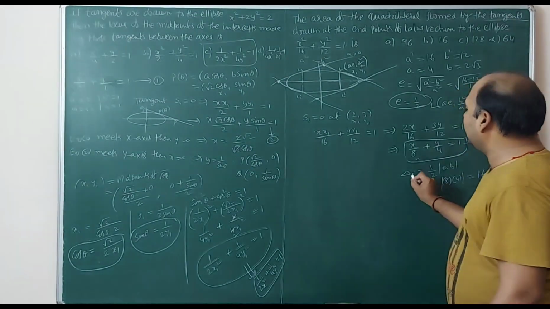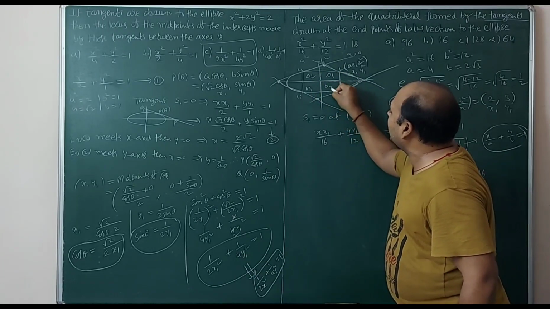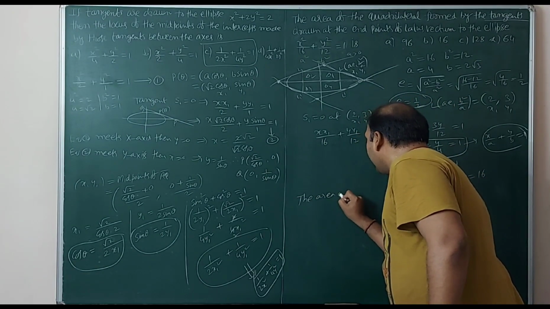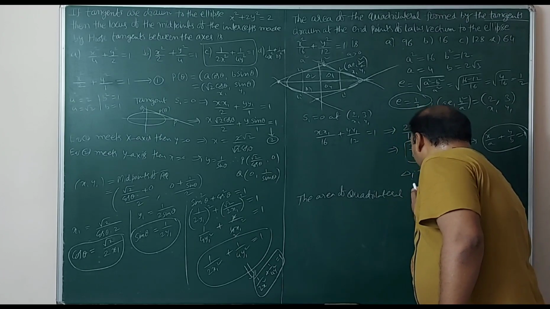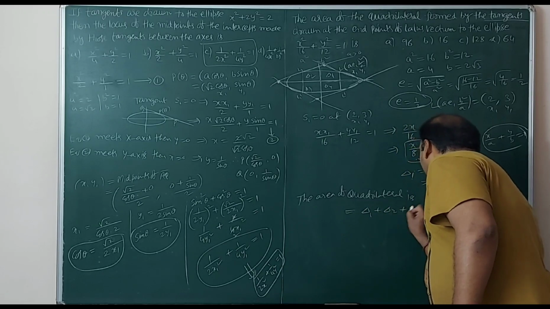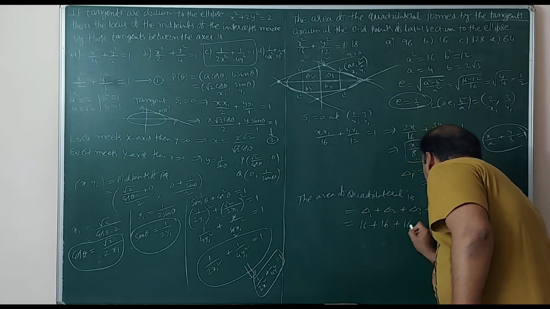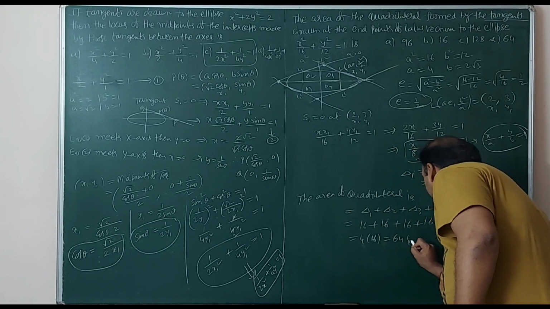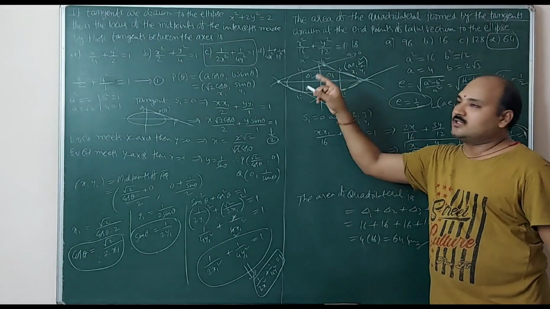But I want, this is delta 1 area, delta 2 area, delta 3, delta 4. All are the same only. Therefore, the area of the quadrilateral is delta 1 plus delta 2 plus delta 3 plus delta 4. So 16 plus 16 plus 16 plus 16, so 4 times 16, 64 square units. So it is there in the fourth option.